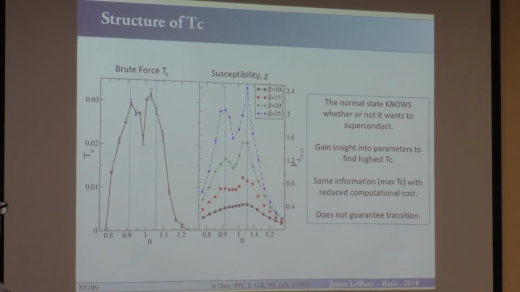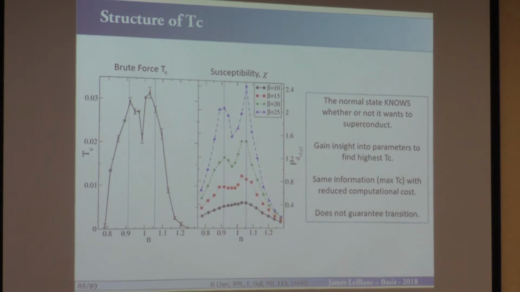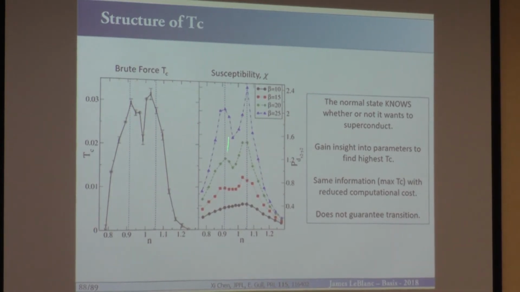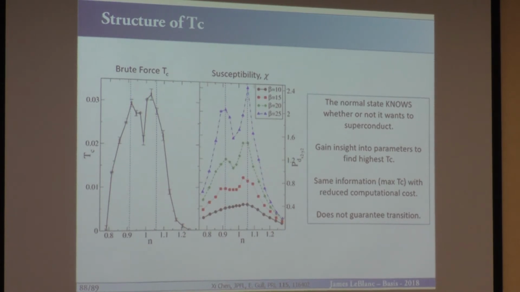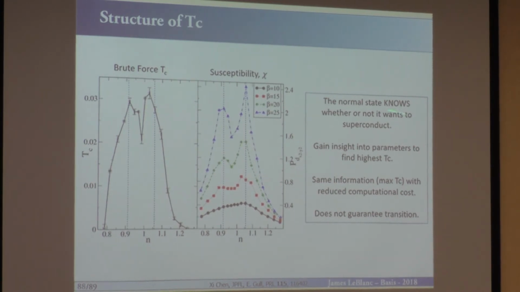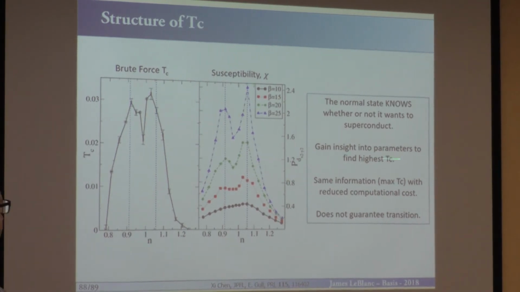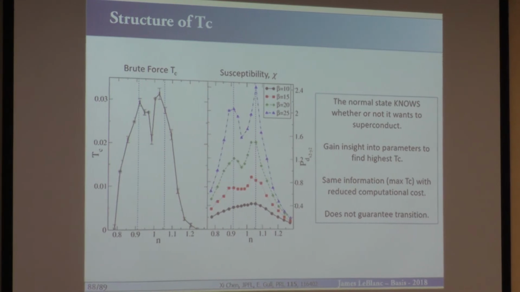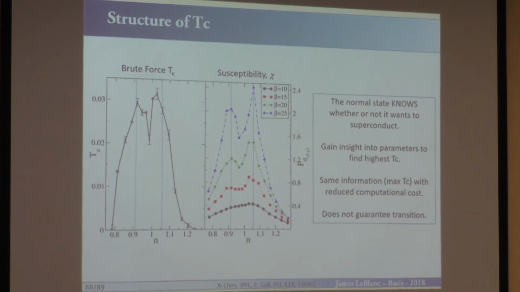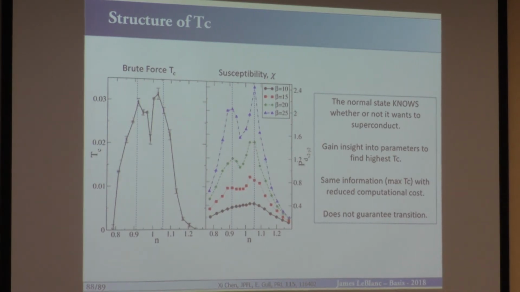And this is really cool, because I like this statement right here. The normal state, all of this stuff at high temperature, these are susceptibilities in the normal state to superconducting fluctuations. The normal state material knows whether or not it wants to superconduct. I think that's kind of a neat idea, and this lets us gain some insight into those parameters. But there's a caveat. It doesn't guarantee that there will ever be a transition. It could plateau. You could also have some other susceptibility diverge first, and then the physics has totally changed. So there's lots of situations where this would not hold.